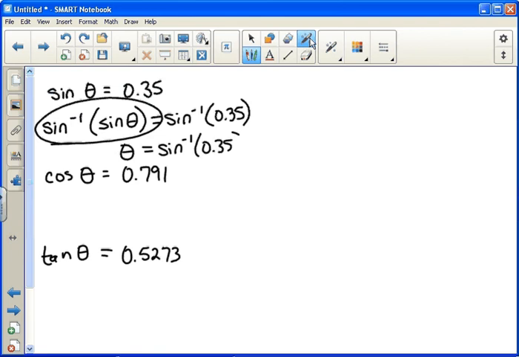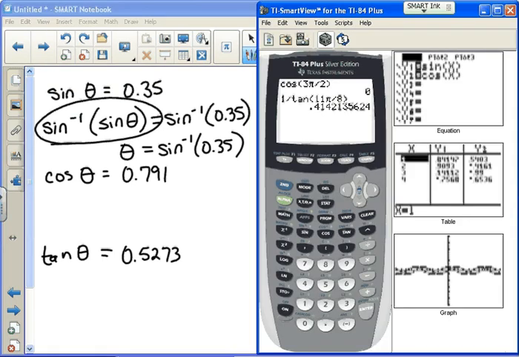So now we can go to our calculator and plug that in. If you notice, it's written in blue on this calculator just above the sine. It says sine to the negative 1. So I have to hit second, sine, and it gives me sine to the negative 1. So it's 0.35, and I get 0.358 for my answer.